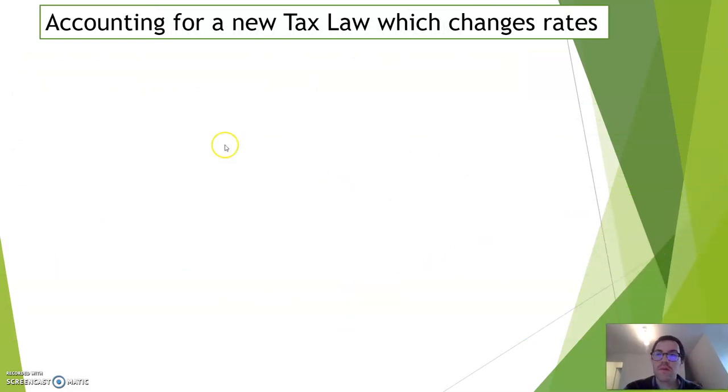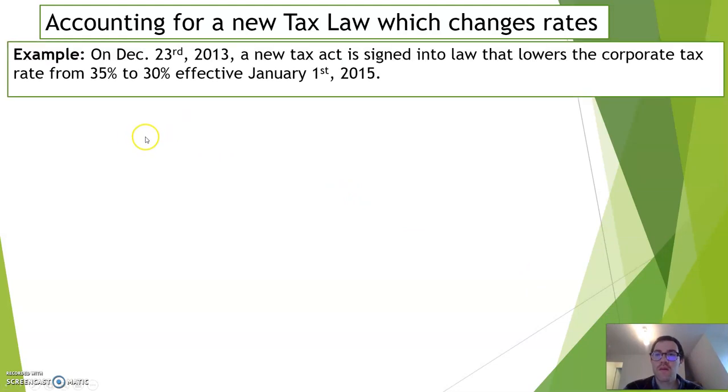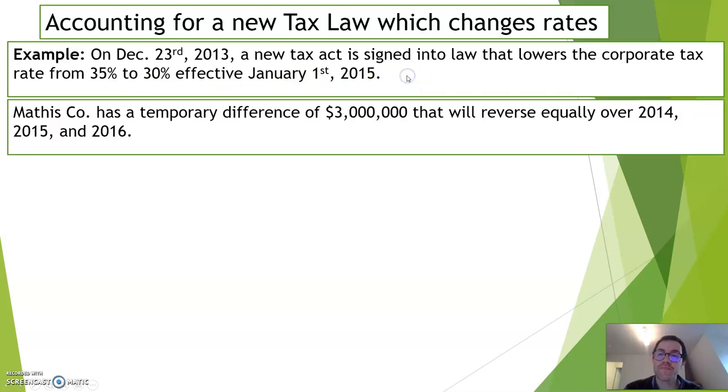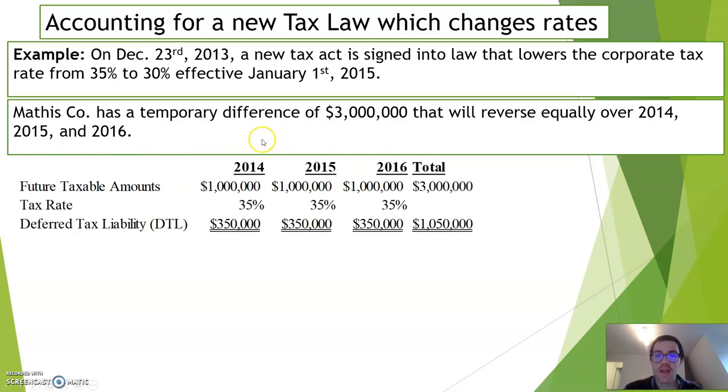All right. So again, another example, accounting for a new tax law which changes the rates. Let's say on December 23rd, 2013, there's a new tax act signed into law that lowers the corporate tax rate from 35% down to 30%, effective January 1st, 2015. So a little over a year away. Mathis Company has a temporary difference of $3 million that will reverse equally over 2014, 15, and 16. And here's how it was going to reverse. It was going to reverse equally $1 million at a time.